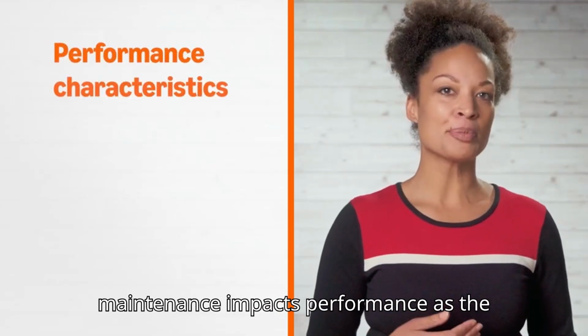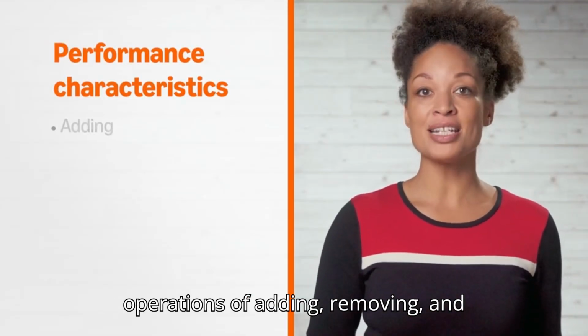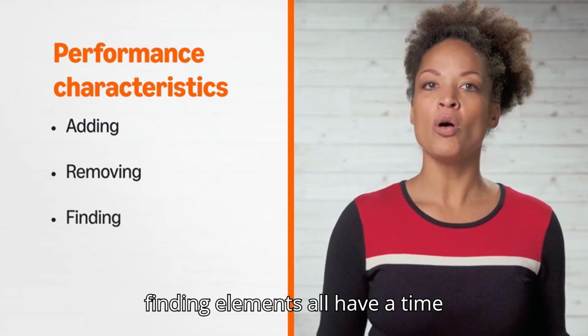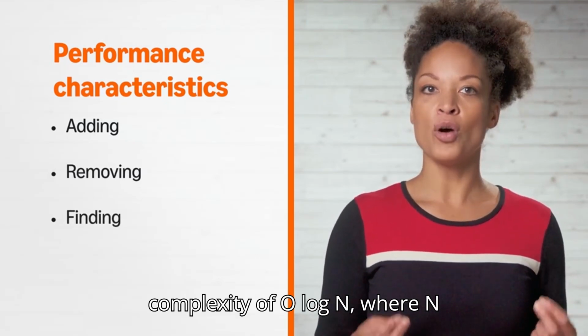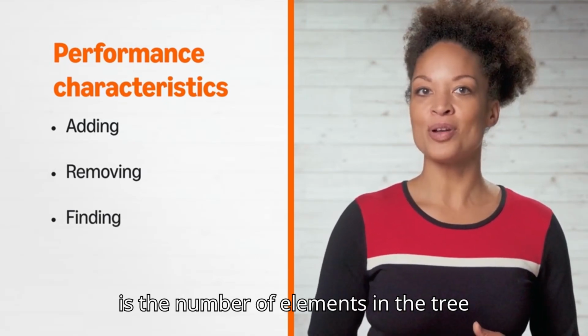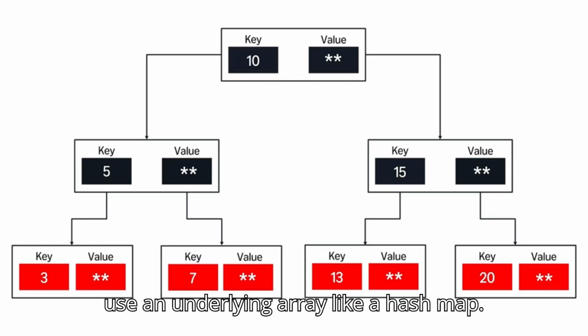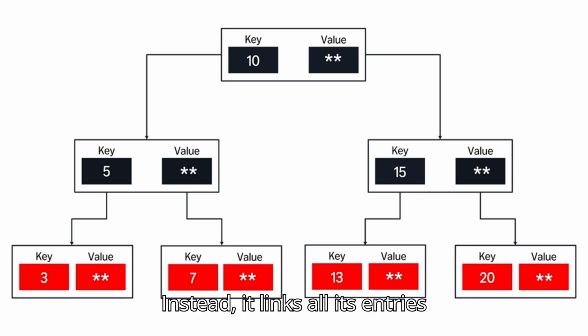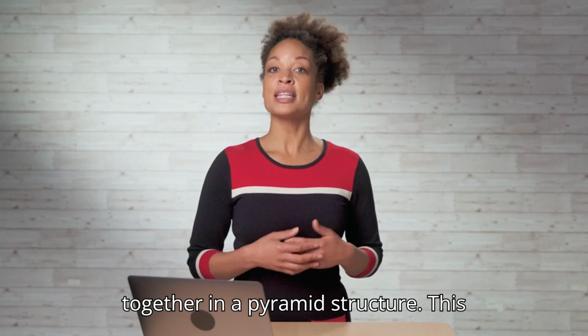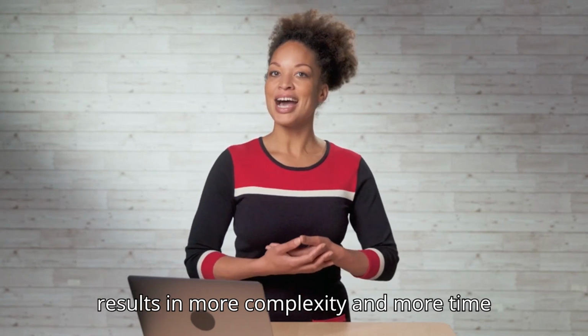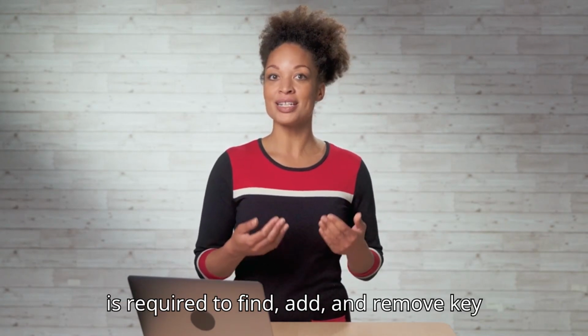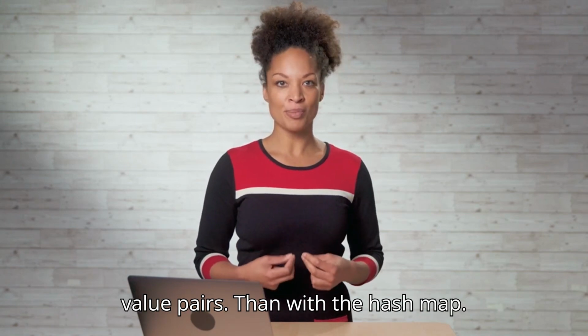This maintenance impacts performance, as the operations of adding, removing, and finding elements all have a time complexity of O(log n), where n is the number of elements in the tree map. This is because the tree map doesn't use an underlying array, like a hash map. Instead, it links all its entries together in a pyramid structure. This results in more complexity and more time is required to find, add, and remove key value pairs than with the hash map.